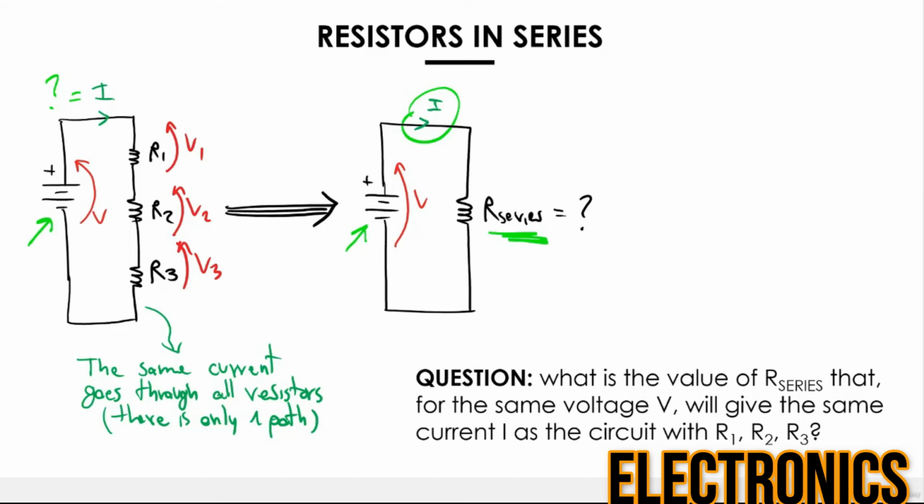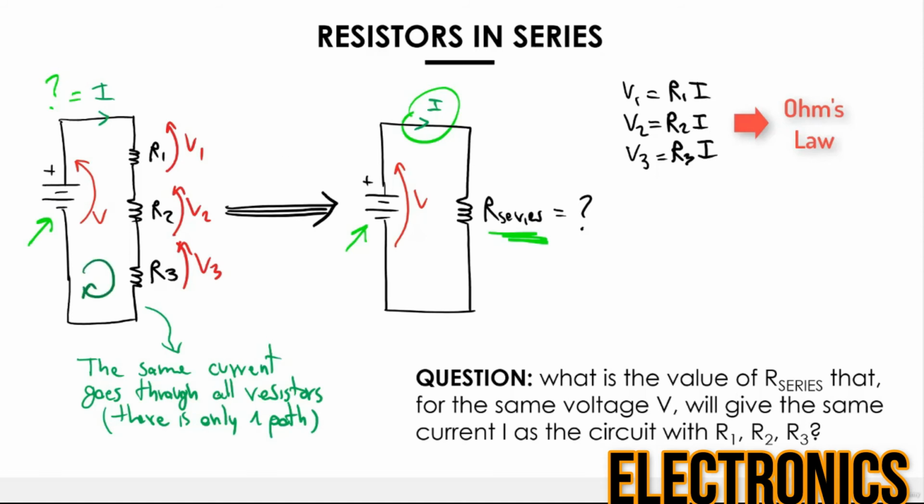So now, using Ohm's law, I can write the value of V1 as a function of I and R1, because V1 has to be equal to R1 multiplied by I. And for the same reason, V2 is equal to R2 multiplied by I, and V3 equal to R3 multiplied by I. Very simple. So now, if we use the Kirchhoff voltage law, I can decide a certain random orientation. It's very easy to write that V has to be equal to V1 plus V2 plus V3.